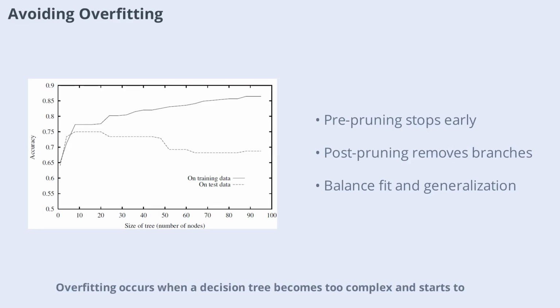Overfitting occurs when a decision tree becomes too complex and starts to fit the noise in the training data rather than the underlying pattern. This can lead to poor performance on new data. To avoid overfitting, techniques like pre-pruning and post-pruning are used. Pre-pruning stops the tree from growing too deep, while post-pruning removes branches that don't improve accuracy on a validation set. The goal is to find the right balance between fitting the training data and generalizing to unseen examples.